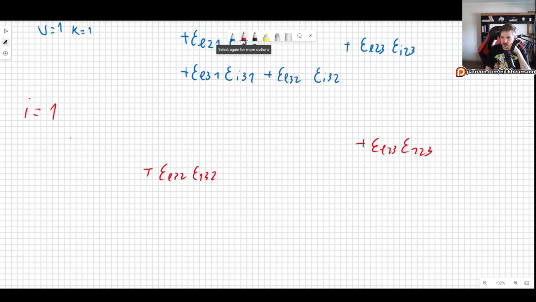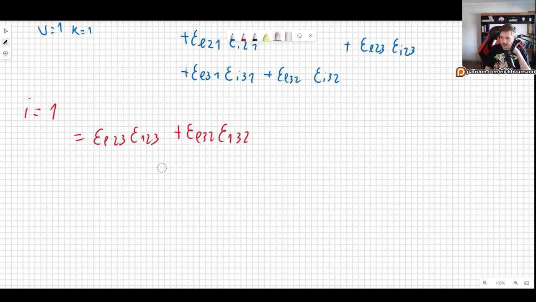And all that we have left is this. So maybe let's put it together. In this case, we get epsilon L 2, 3, epsilon 1, 2, 3, plus epsilon L 3, 2, epsilon 1, 3, 2. So what is epsilon 1, 2, 3? Well, that is an even permutation of 1, 2, 3. It is simply 1. And 1, 3, 2 is 1, 2, 3 if you switch these two, which is one permutation. So that means this is minus 1. All right? So we have epsilon L 2, 3 minus epsilon L 3, 2.